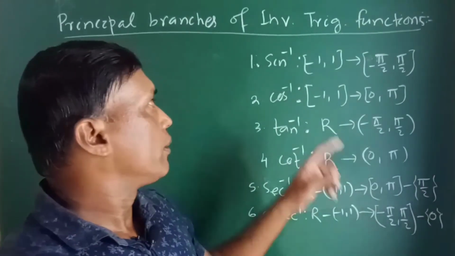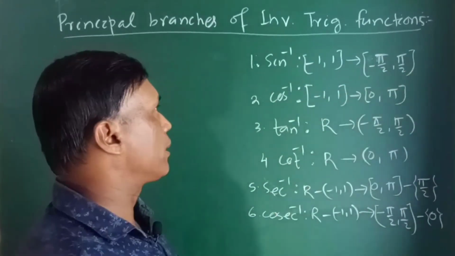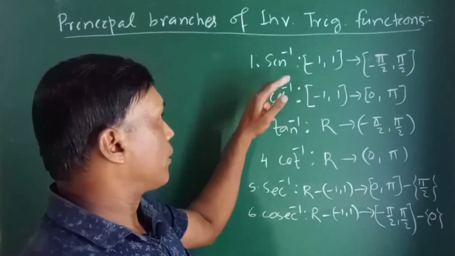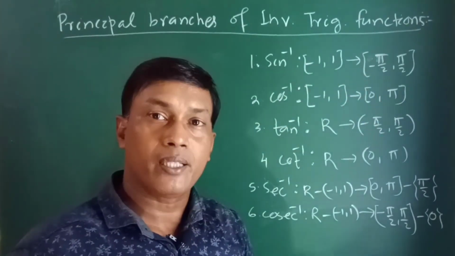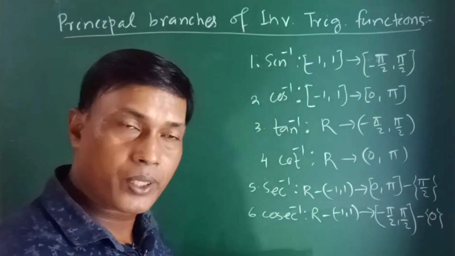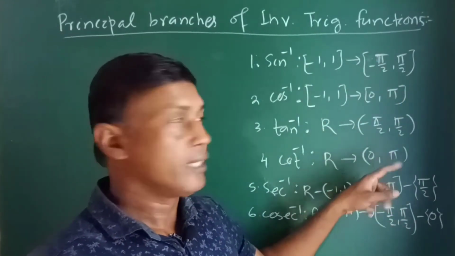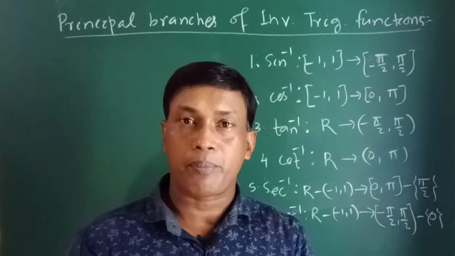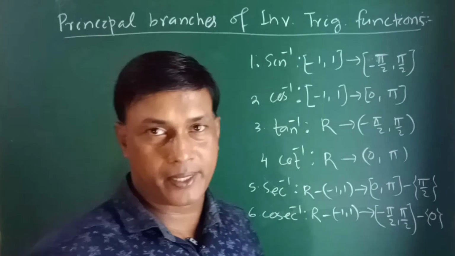So look here, sine inverse is a function from -1 to 1 to minus pi by 2 to pi by 2. That means the value of sine inverse x lies here. If the value of sine inverse lies in this principal branch, then that value is known as the principal value. So any value of an inverse trigonometric function which lies in the range set, or in the principal branch of the range, is known as a principal value. Principal value means the value must lie in the range, that is, in the principal branch.